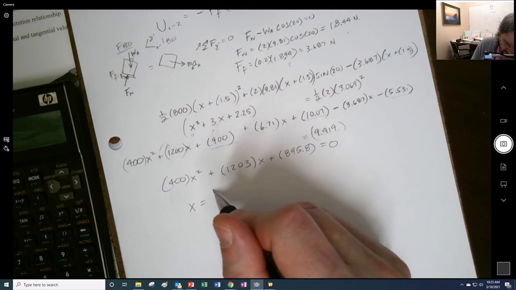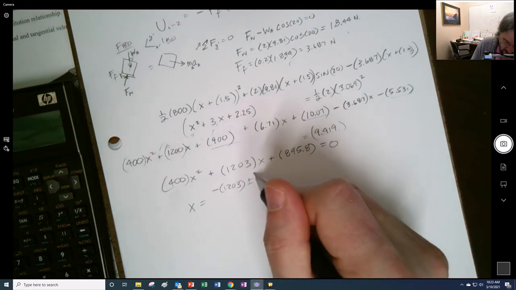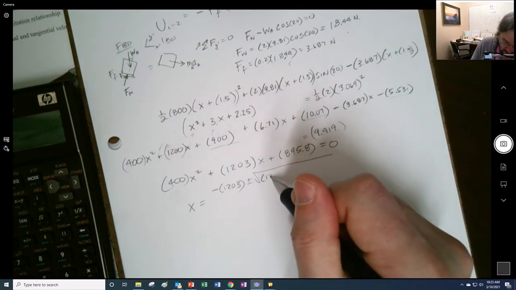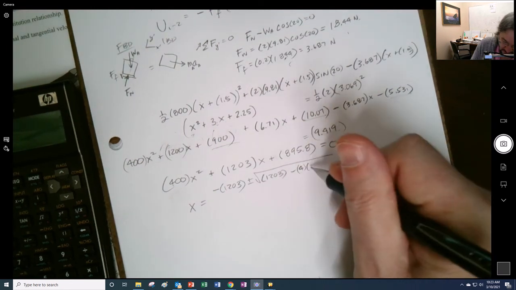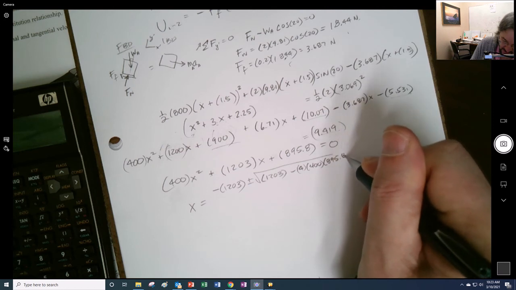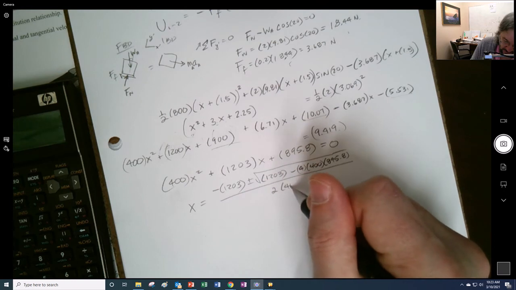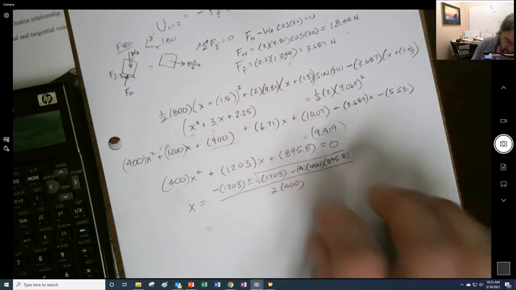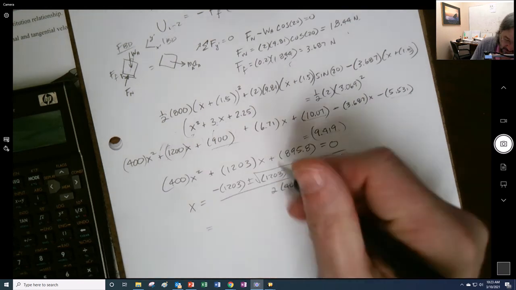So it's negative b, negative 1203, that's concerning, plus or minus the square root of 1203 minus 4 times 400 times 895.8, divided by 2 times 400. So what's inside the square root? I usually do that first, and I go, that's times 400 times 4, boom. All right, that's supposed to be squared, dummy.